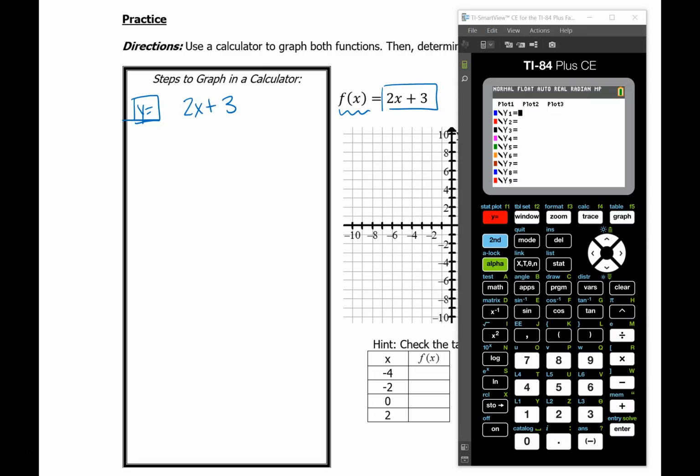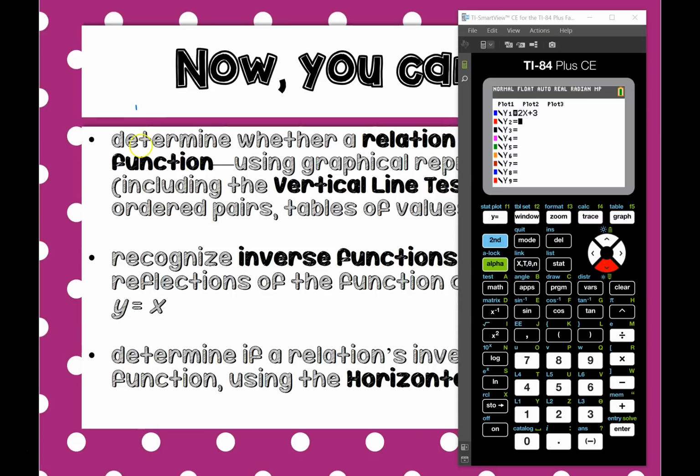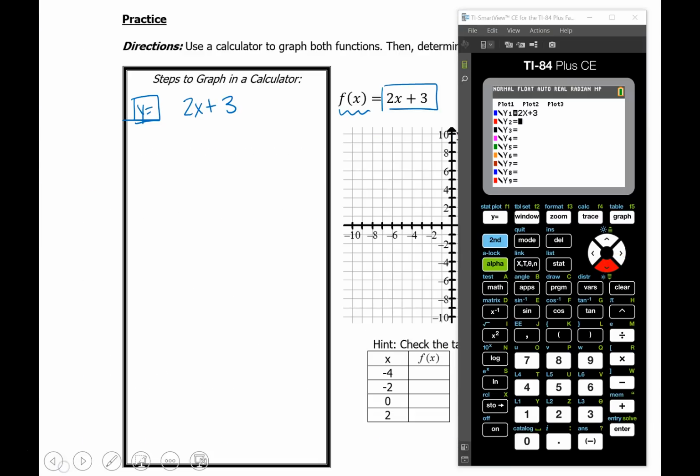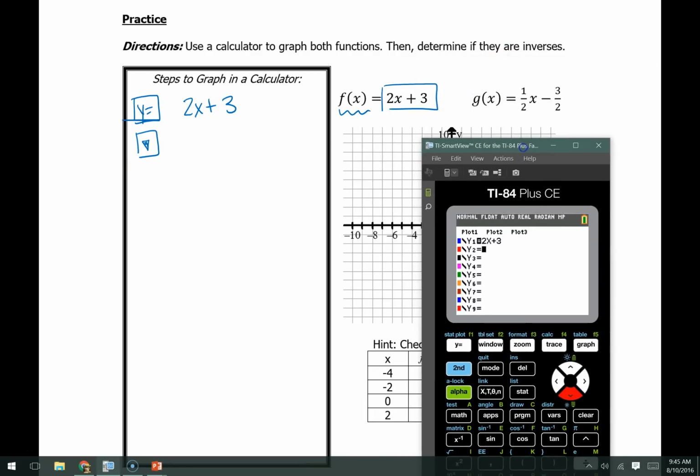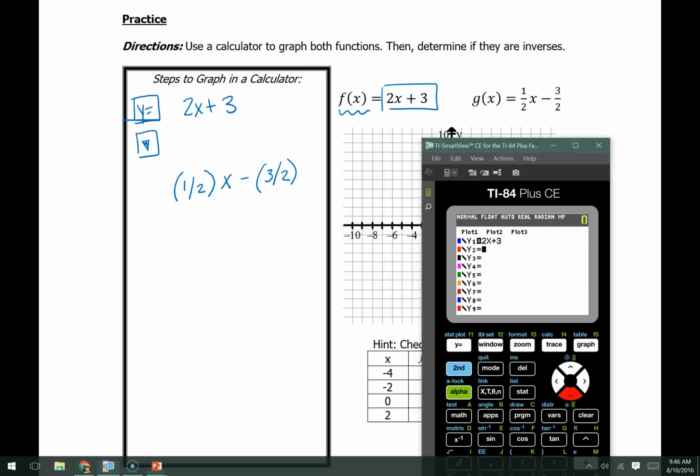So in my calculator, I'm going to hit 2, and then this button here is my x plus 3. Then I'm going to hit the down arrow because I have 2 functions to input. And then I'm going to input my second function into the y2. And that one was 1/2, which I'm going to do in parentheses, x minus, and then in parentheses again, 3/2.